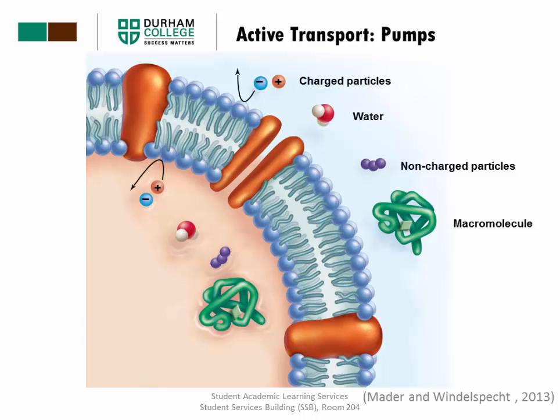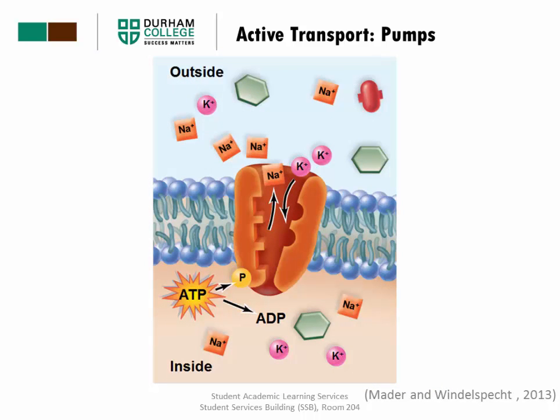Now let's look at pumps. Specifically, we'll look at charged particles being pumped into and out of the cell. Proteins found in the cell membrane, for example, the sodium-potassium pump in this case, will bind to potassium and sodium and pump sodium out of the cell and potassium into the cell. However, this requires energy in the form of ATP.